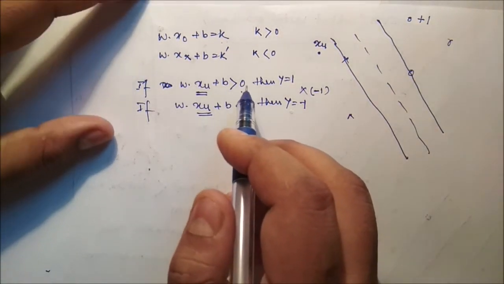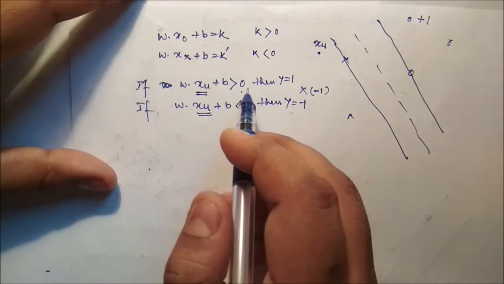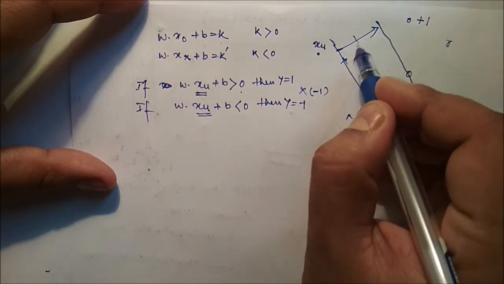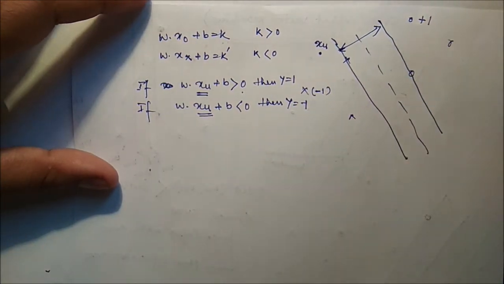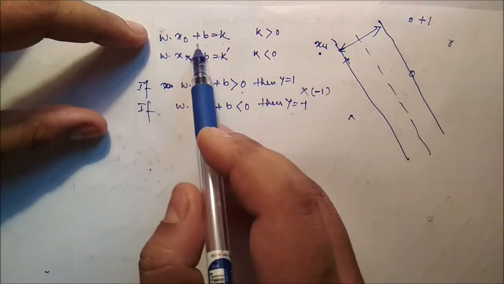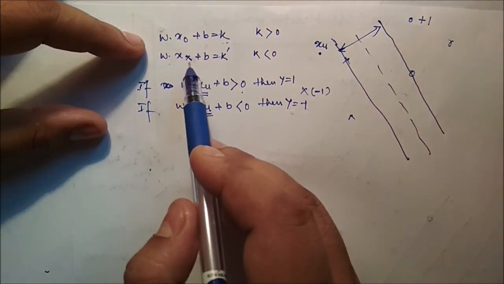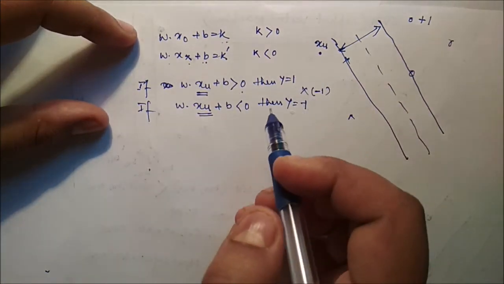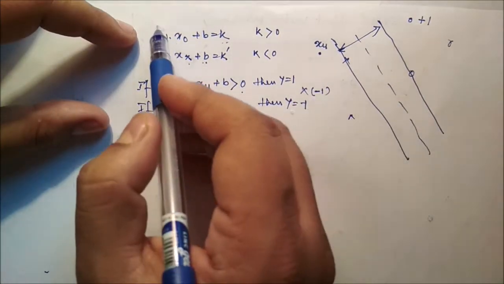Next, we will discuss the margin of a linear classifier. Our aim is to identify the width of this particular margin. What should be the width? Here w x0 plus b is equal to k, and w x cross plus b is equal to k dash.